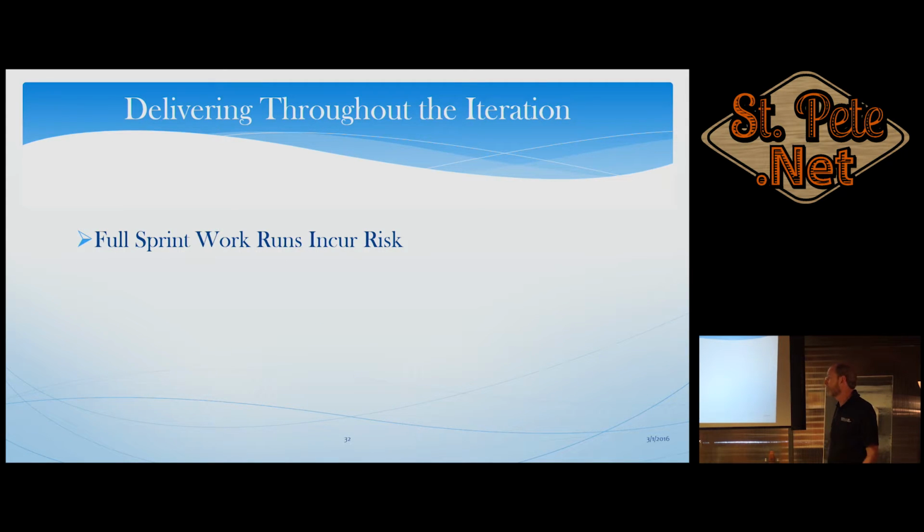Delivering throughout the workflow. Full sprint work occurs risk. Okay? I've seen teams, oh man, have I seen teams. They pull in one user story for the sprint because it's big. What are the possible outcomes of that sprint? Success, hey, they managed to do it. Or abject failure, they delivered 0%. You don't want one big user story.